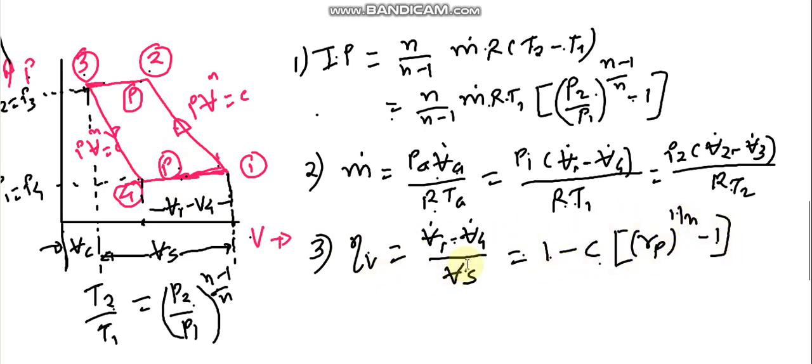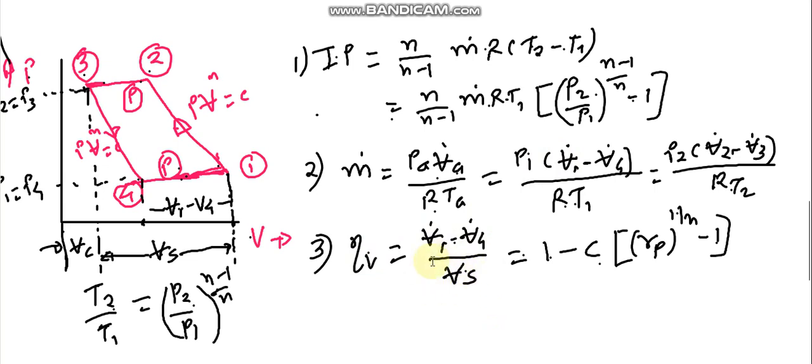For finding out the dimension of the cylinder, we use these two formulae. From these formulae, if P1, TA and T1 are given and PA and delivery pressure are given, we find out V1 minus V4. From this formula, we find out the volumetric efficiency. Put the volumetric efficiency here, V1 minus V4 comes here, we find out Vs, and from Vs we get the dimension of the cylinder, that is D and L.